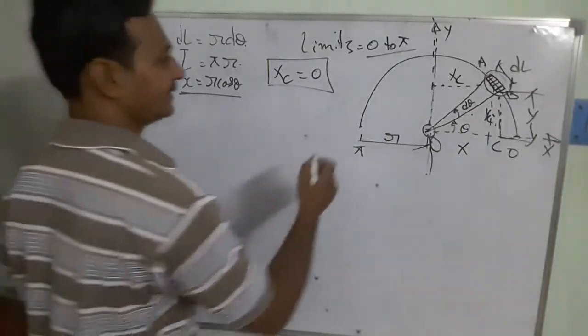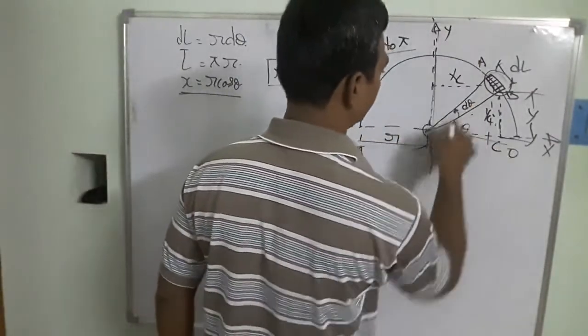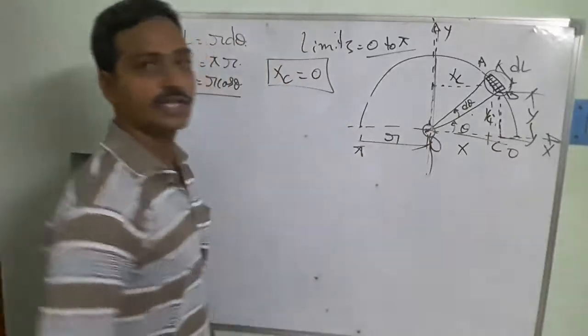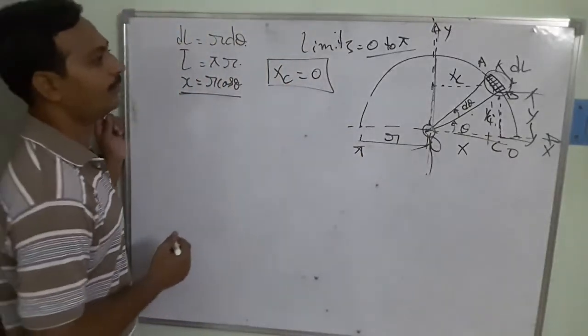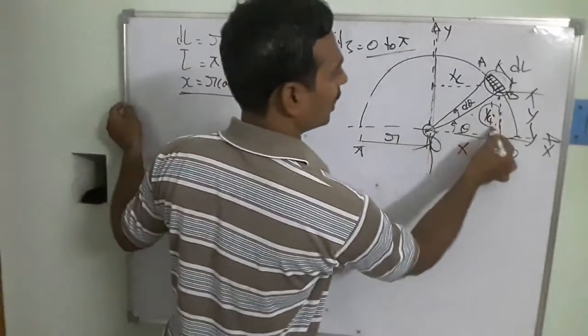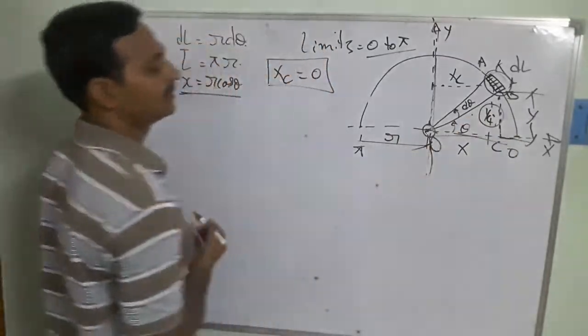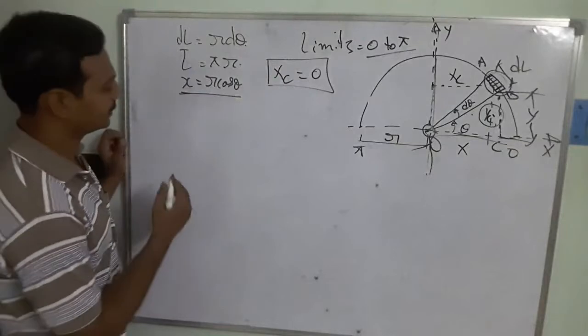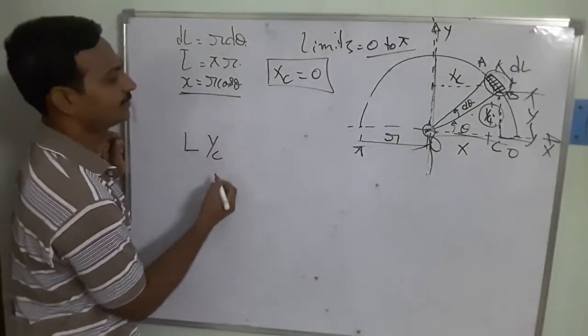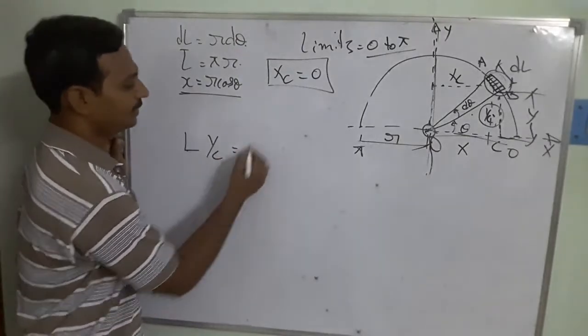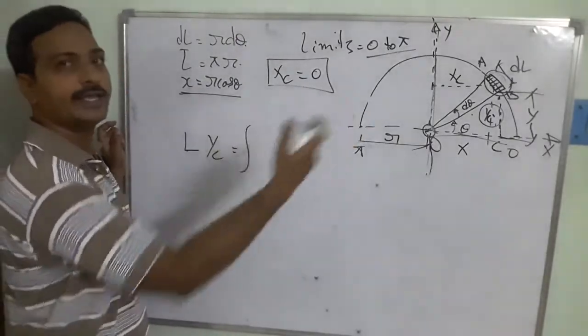So now the case is that this is going to be the x-axis, at what distance the total body centroid is going to exist, that we need to find out. So what is the formula we have? I am going to take this yc distance from your x-axis. So that's going to be L into yc, which is equal to the integral, the elemental areas we need to take.